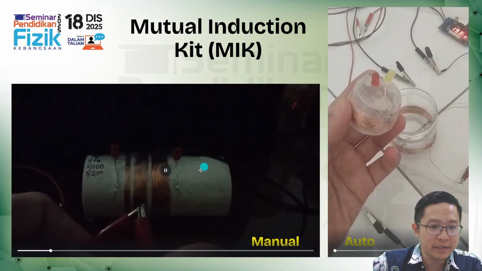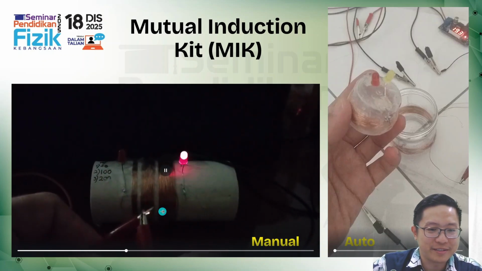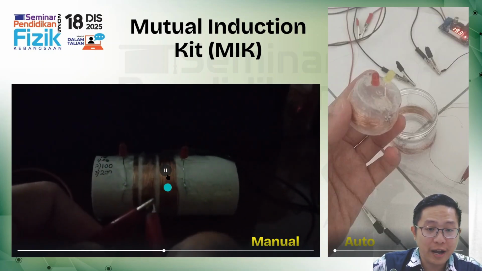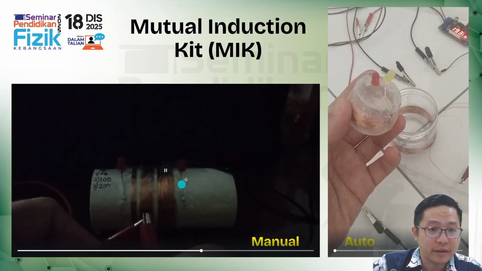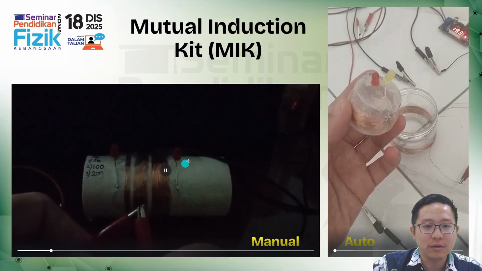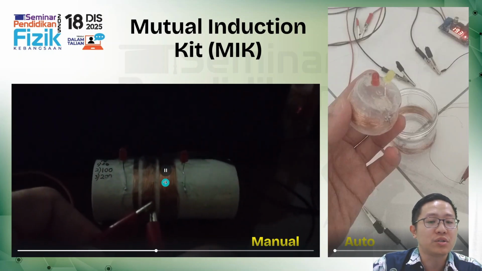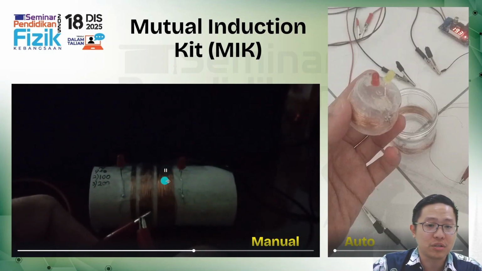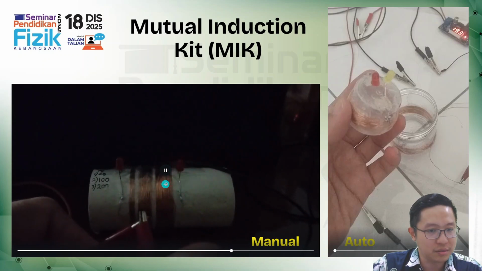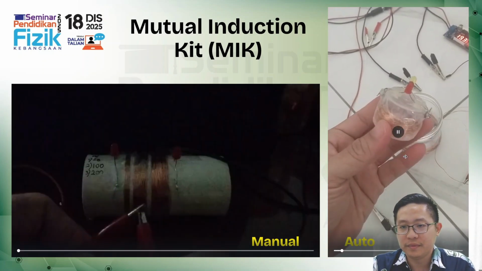You see the manual one? I brush the crocodile clip. You can see sparks of electricity there. With the 200 turn secondary coil, the LED is brighter; the 20 turn is dimmer compared to the 200 turns. That 200 turns one means it has more change of magnetic flux, so higher induced EMF.